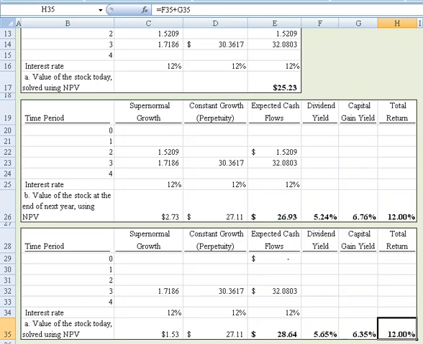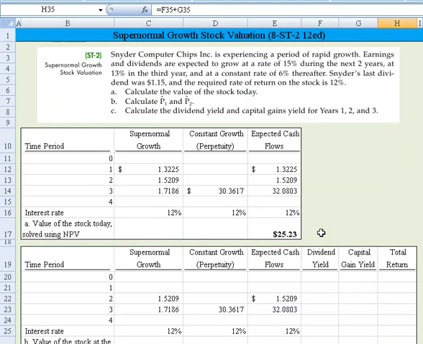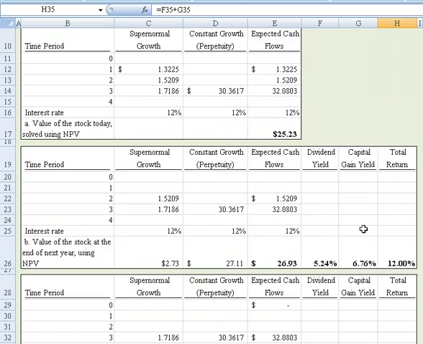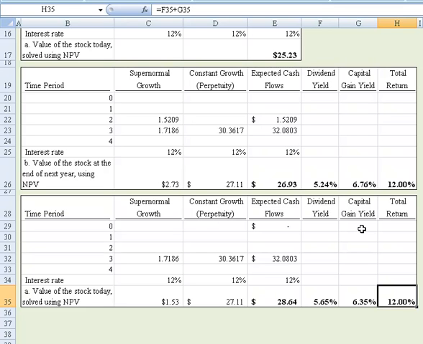So the only part of this exercise I'm not going to answer because of the time would be the dividend yield and capital gains for year 3. But you certainly could calculate that going forward. Okay? And that wraps up this problem. I hope you found that beneficial.